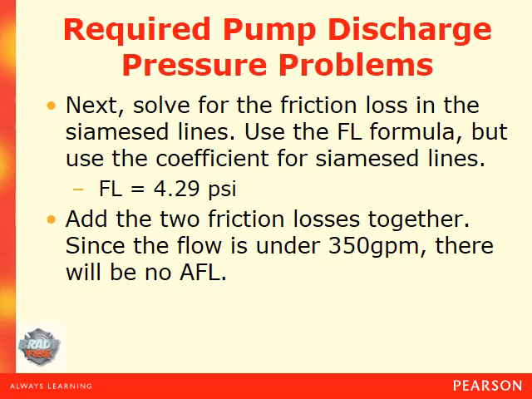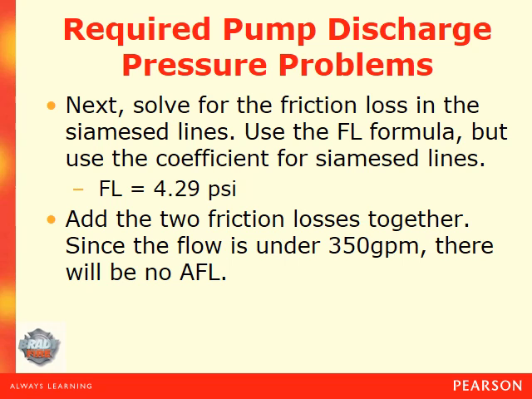15.31. Next, you're going to solve the friction loss in the Siamese lines. And we're going to use the formula, but use the coefficient for the Siamese line instead. And we've got that at the beginning of this chapter, also in that chart. And that friction loss is going to be 4.29 psi.